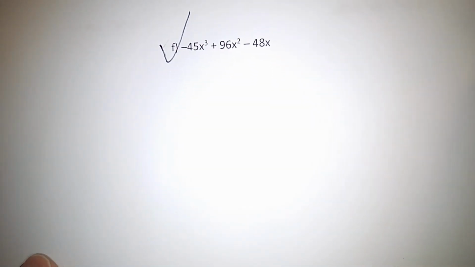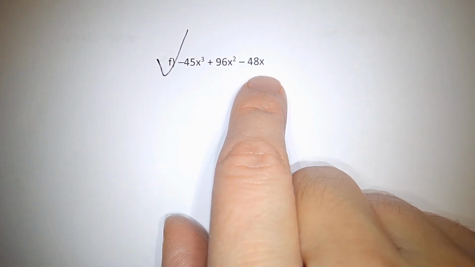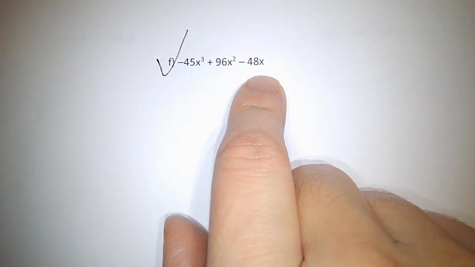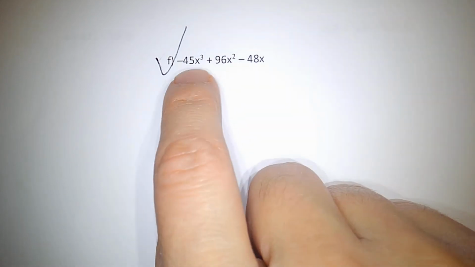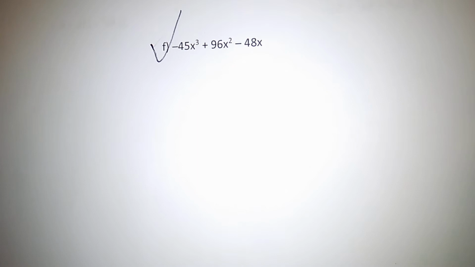I will give you a couple minutes to try it. After we factor out the greatest common factor, try to use the grouping method to factor the rest of the trinomial. I'll give you a couple minutes to think about it.